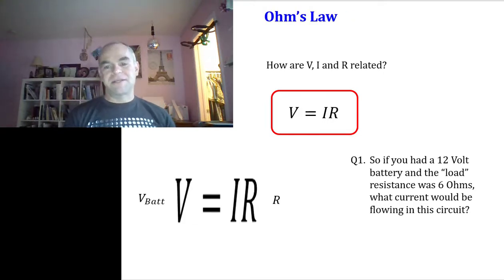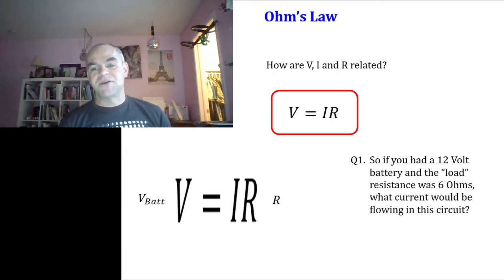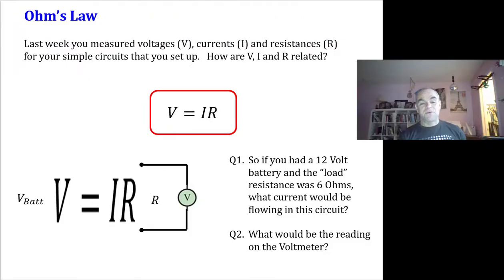And here's a practice problem. If you had a 12 volt battery and the resistance was 6 ohms, what current would be flowing in this circuit? And of course, the next question I could ask you also is, if you could measure the voltage across the resistance, in this case, if you were putting a voltmeter there, what would the voltmeter tell you? That's the other question I could ask you.